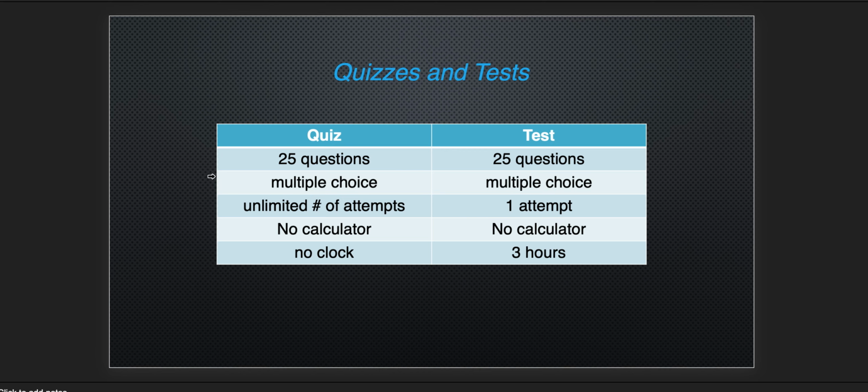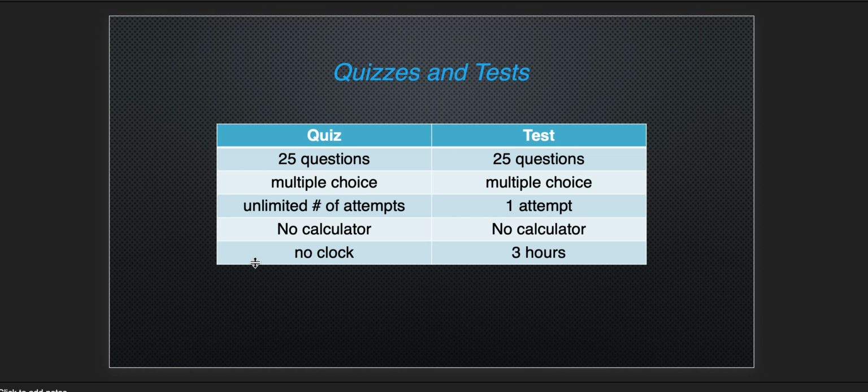The quiz and the test are each 25 questions. They're each multiple choice. For the quiz, you have an unlimited number of attempts. For the test, you only have 1 attempt. No calculators really allowed for either. There's no clock for the quiz. For the test, you get 3 hours, but nobody's ever needed that much at all. There's never been a time issue.